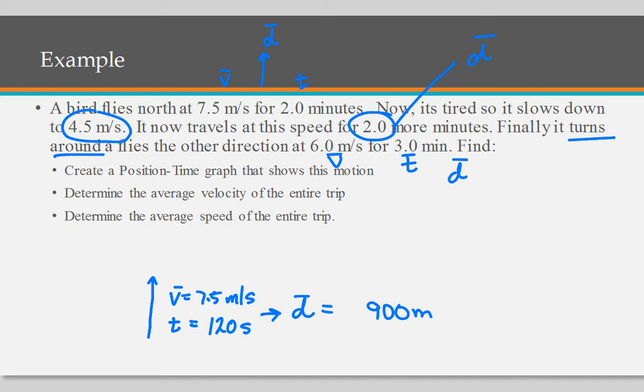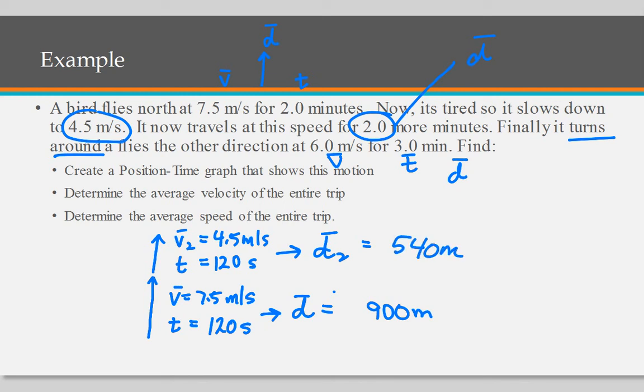Now he slows down, but we have to ignore that acceleration. We just don't have the skills for that yet. So you just want to ignore the acceleration, and now you have a different speed, v2, 4.5 meters per second, for another 2 minutes. So that would be another 120 seconds. So what's the second displacement? Quickly, vt, 4.5 times 120, 540.